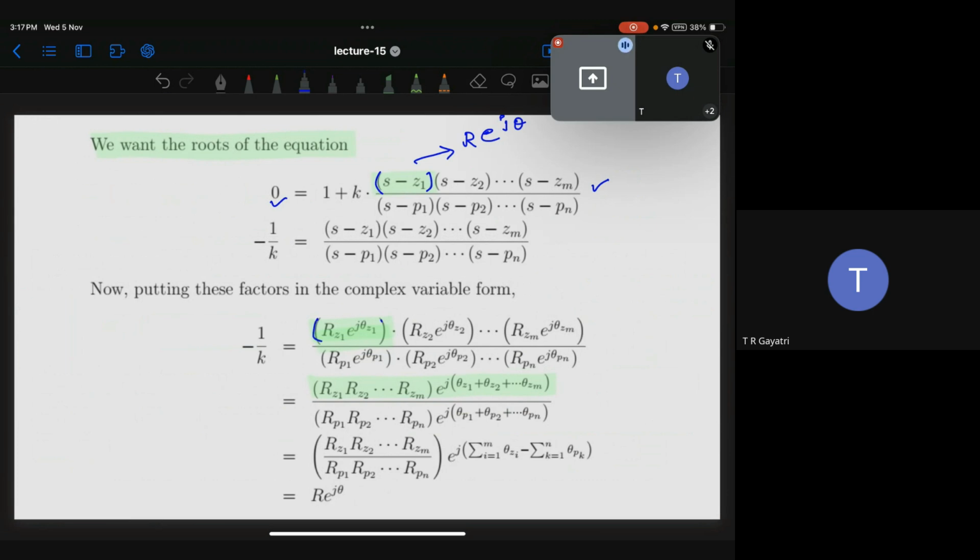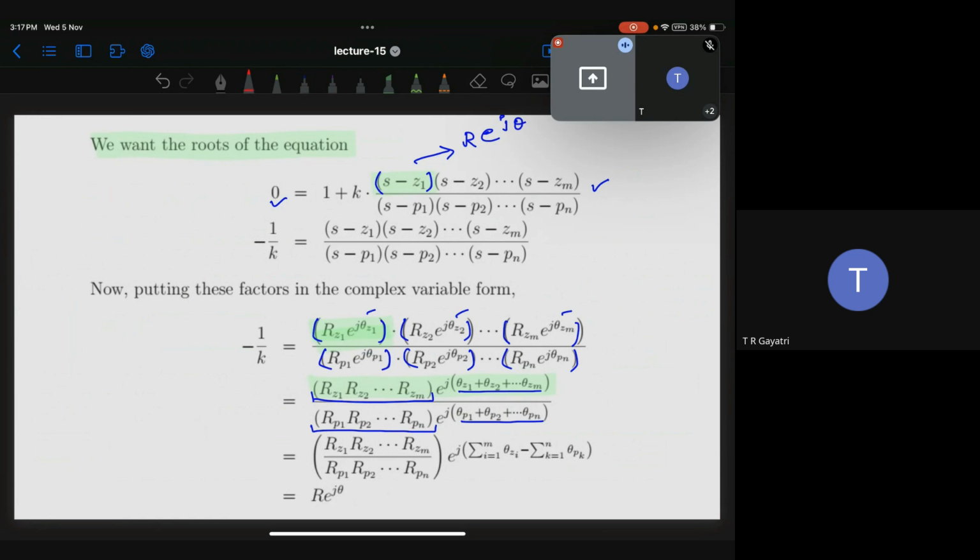Okay, so this one. Is this clear? Yes, sir. Yeah, so similarly for the poles also we can write. So every pole and every zero is represented in this way. Now you can take all these magnitudes out for poles and zeros. Now all these angle exponentials are the same, so you can add all those angles in the denominator also.